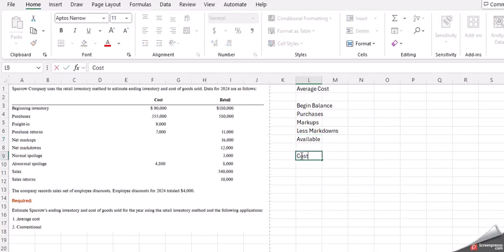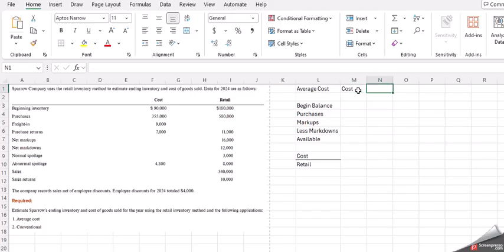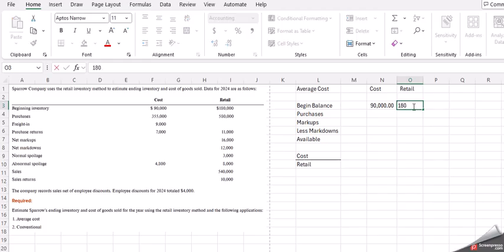And then we'll calculate a cost over retail. It'll give us a percentage. And then we'll use that to help us calculate our ending balance and then our cost of goods sold. We should have our cost and our retail, and we do. So we'll put the columns in for that. So again, we fill in those beginning balances. Let me make these with a comma. Okay, and then our retail is 180,000.